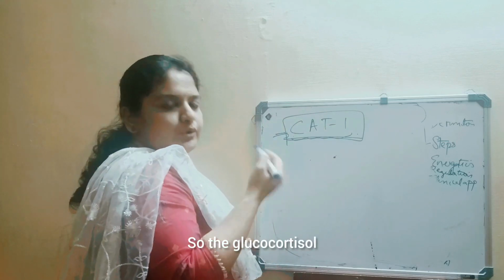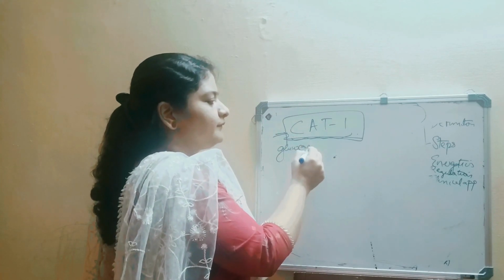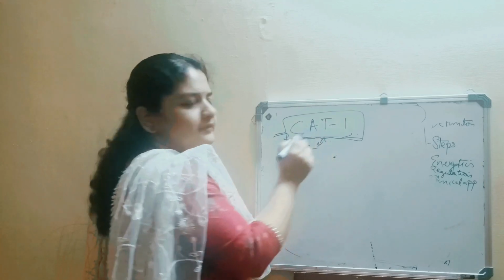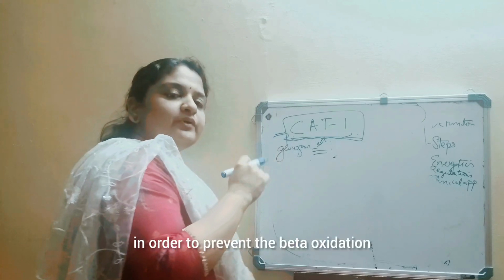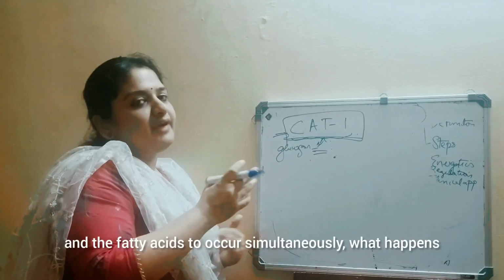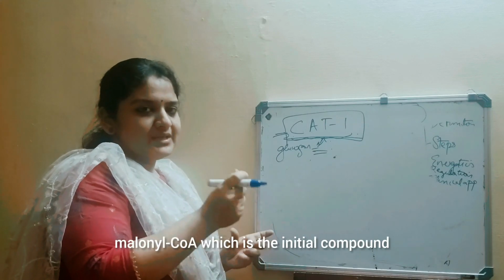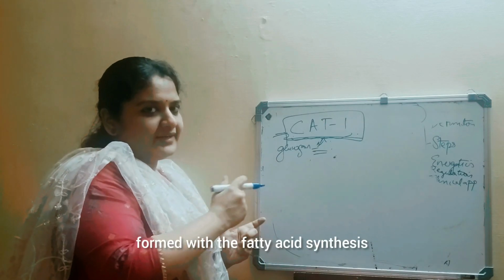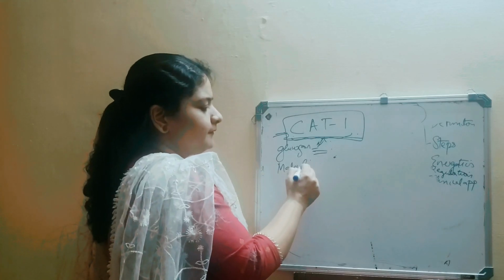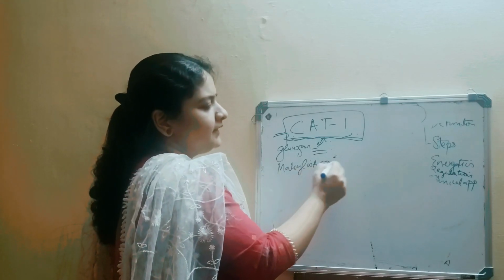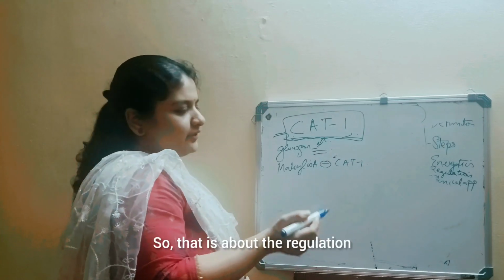The hormone glucagon activates CAT1. And the malonyl CoA, in order to prevent beta oxidation and fatty acid synthesis from occurring simultaneously, what happens is the malonyl CoA, which is the initial compound formed by fatty acid synthesis, is an inhibitor of CAT1. Okay, so that is about the regulation.